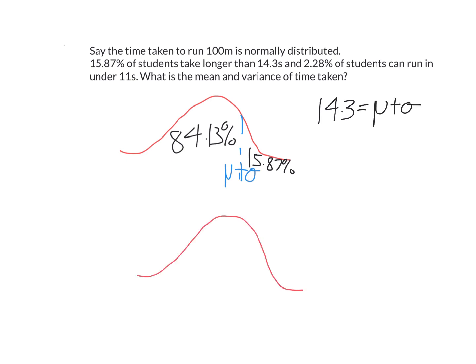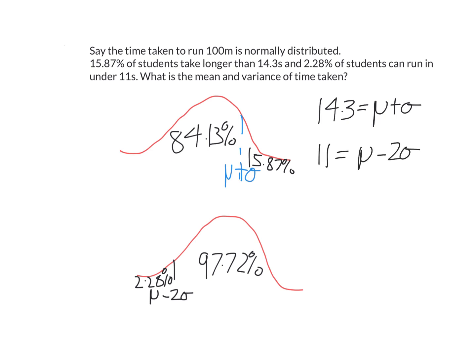We also saw that for a normal distribution, there are 2.28% of scores lower than a score which is minus 2 standard deviations from the mean, or 2 standard deviations below the mean. And that, of course, means the other 97.72% are above. What I've just found is this score of 11 is mu minus 2 sigma, 2 standard deviations below the mean.